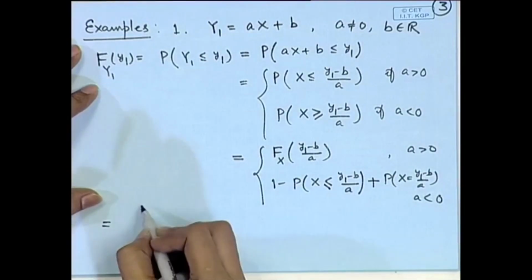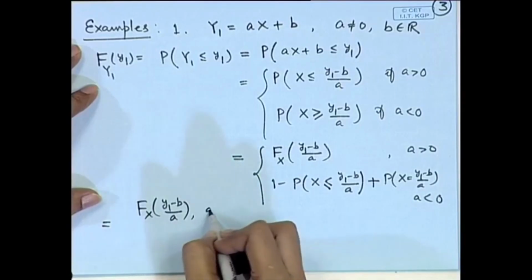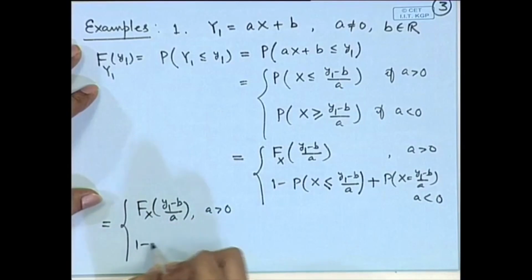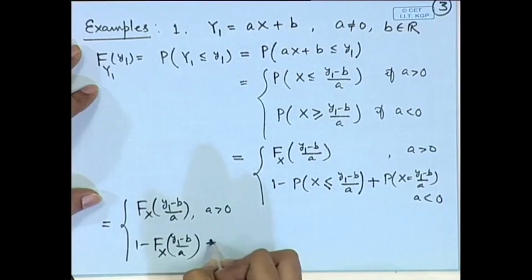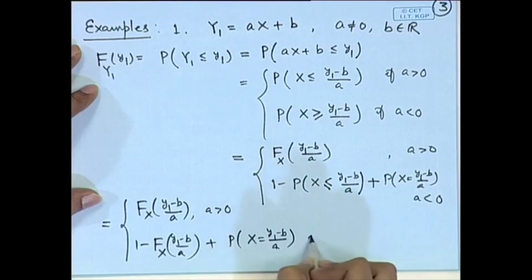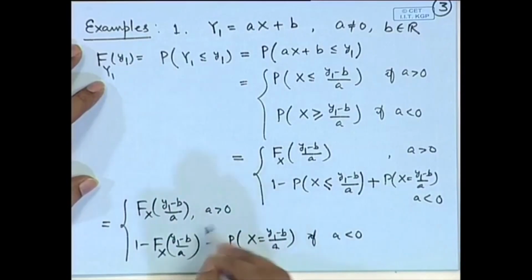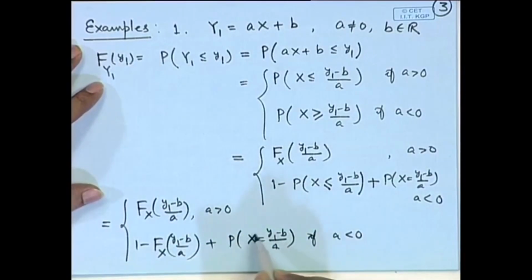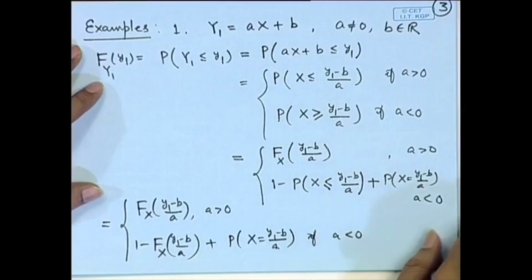So, this is equal to F x at (y1 minus b) by a if a is positive, and 1 minus F x at (y1 minus b) by a plus probability of x equal to (y1 minus b) by a if a is negative. Therefore, you can see that the CDF of y1 is well determined. Another thing to note is that if x is a continuous random variable, then this probability will be 0, so we will have only these terms here.